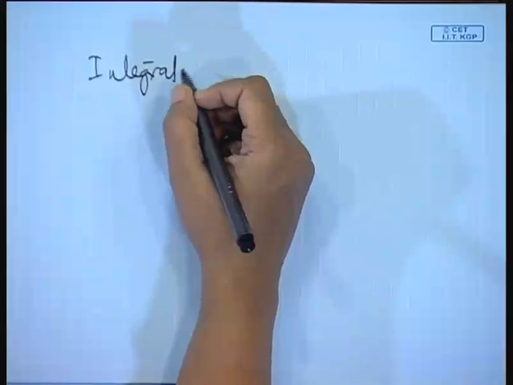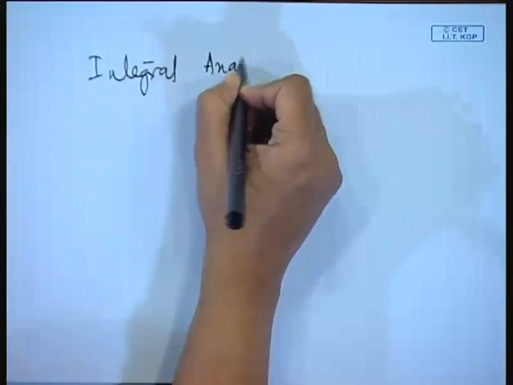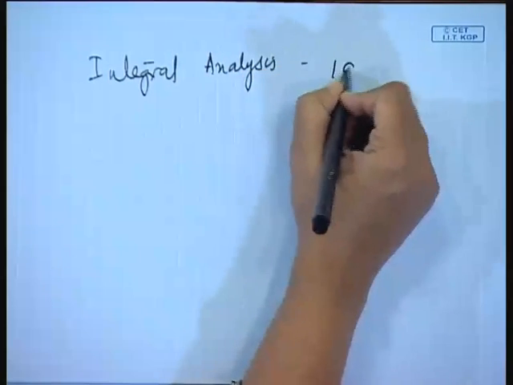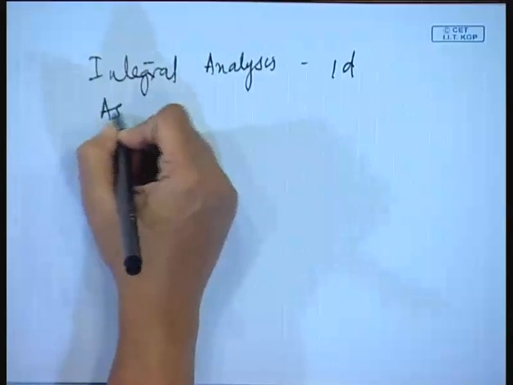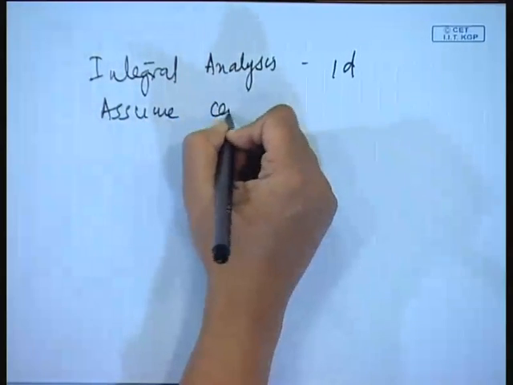In integral analysis, what do we do? Usually it is a one dimensional flow analysis, and what we do is we first assume certain functional forms.